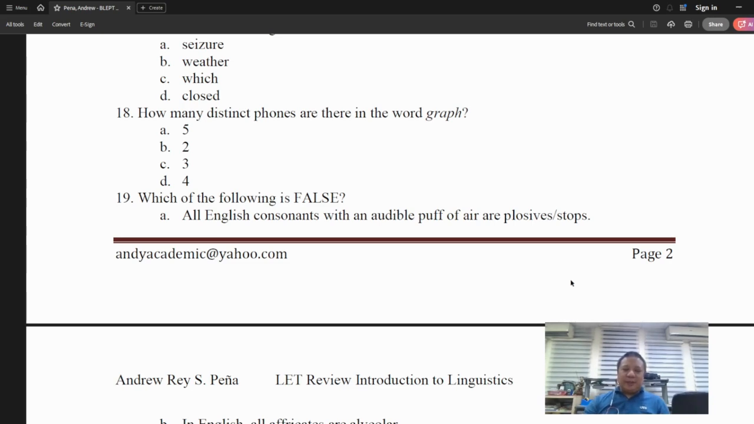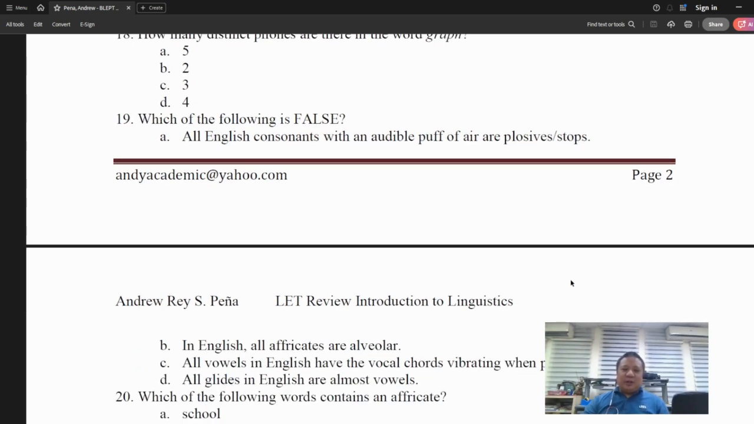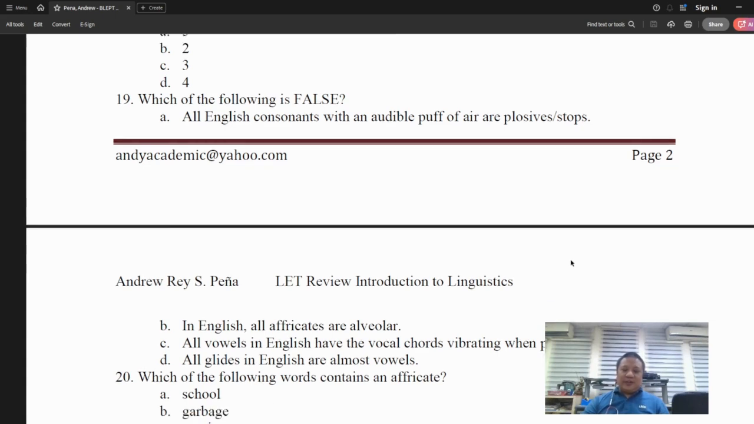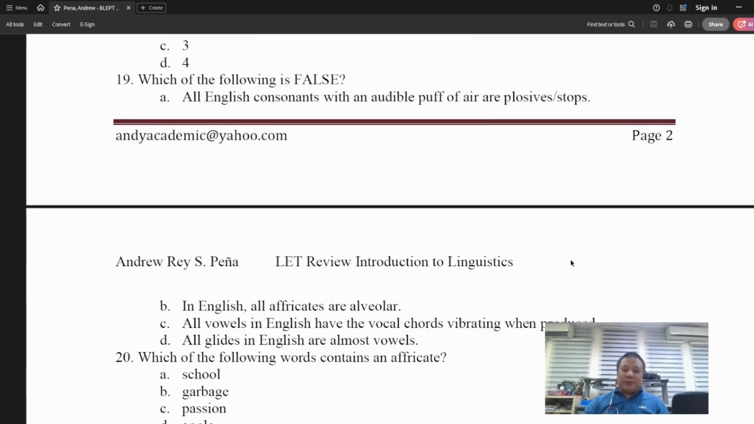Number 19. Which of the following is false? A. All English consonants with an audible puff of air are considered plosives or stops. B. In English, all affricates are alveolar. C. All vowels in English have the vocal cords vibrating when produced. D. All glides in English are almost vowels. So the answer is B. In English, all affricates are alveolar. In fact, the affricates in English are palatal. The tongue touches the palate. All the others are true.